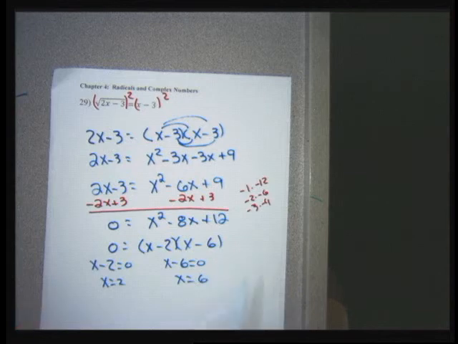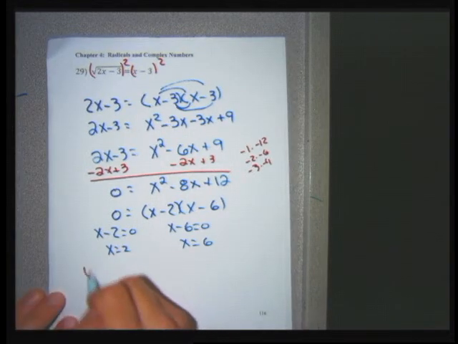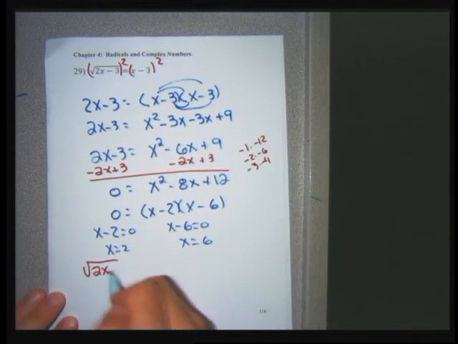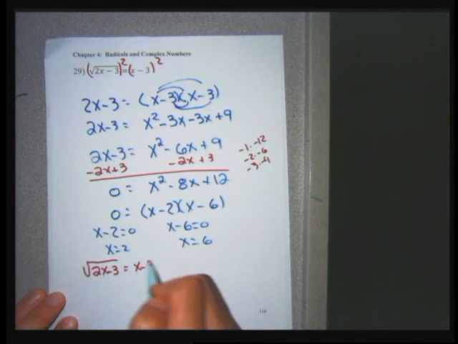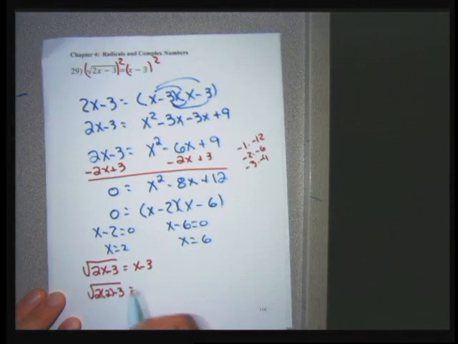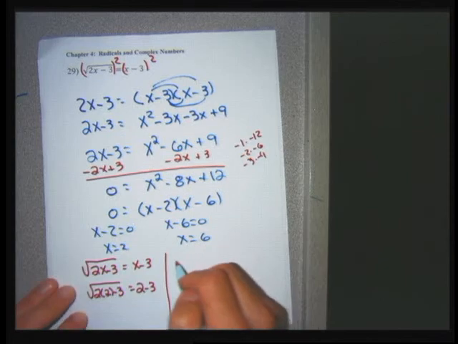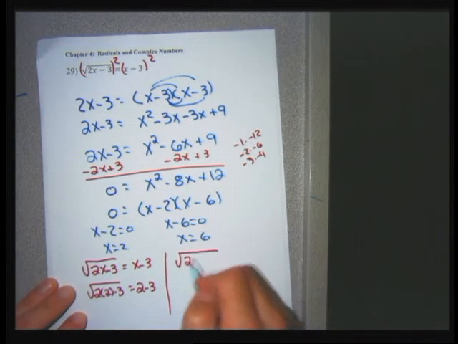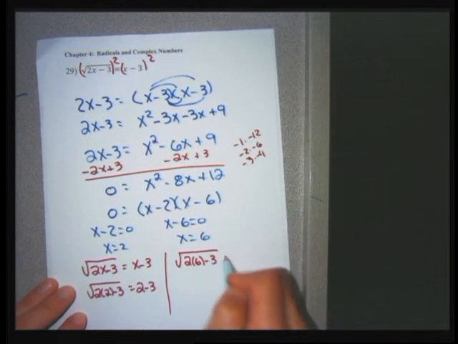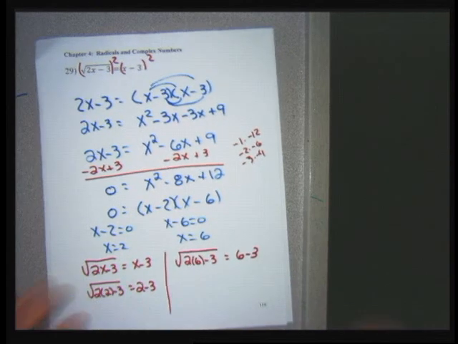If you don't check, you're probably going to write down a wrong answer because one of these doesn't check. So I need to go to the original problem, which was the square root of 2x minus 3 equals x minus 3, and plug in 2: is the square root of 2 times 2 minus 3 equal to 2 minus 3, and then do the same thing with the 6: is the square root of 2 times 6 minus 3 equal to 6 minus 3. Turns out that the 6 works, the 2 doesn't.